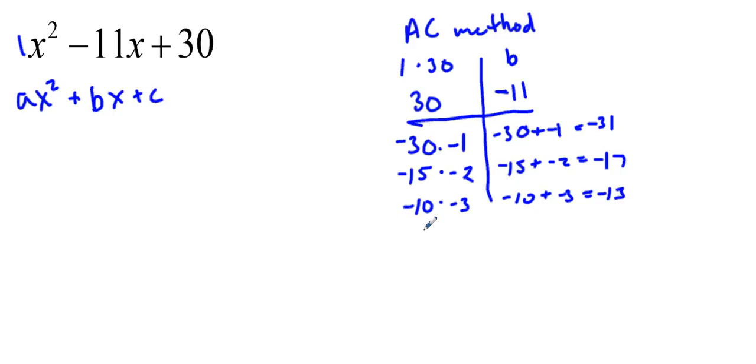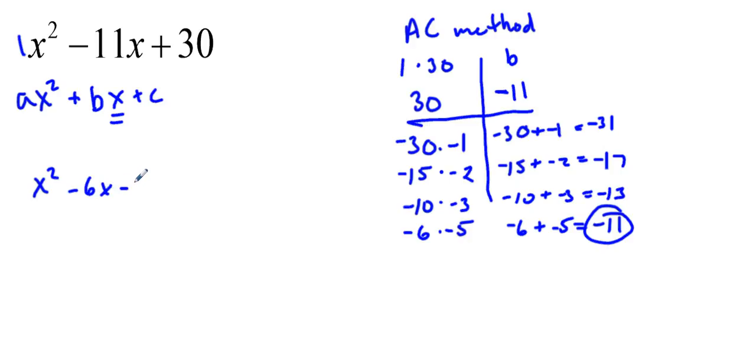Let's go to 4, 5. Let's try 5. Negative 6 times negative 5 gives us 30, right? So we have negative 6 plus negative 5, which gives us, hey, there we go, we found it. So we're going to write this out. We have x squared, and these are our b values next to the x: negative 6x, negative 5x, and that's going to be plus 30.